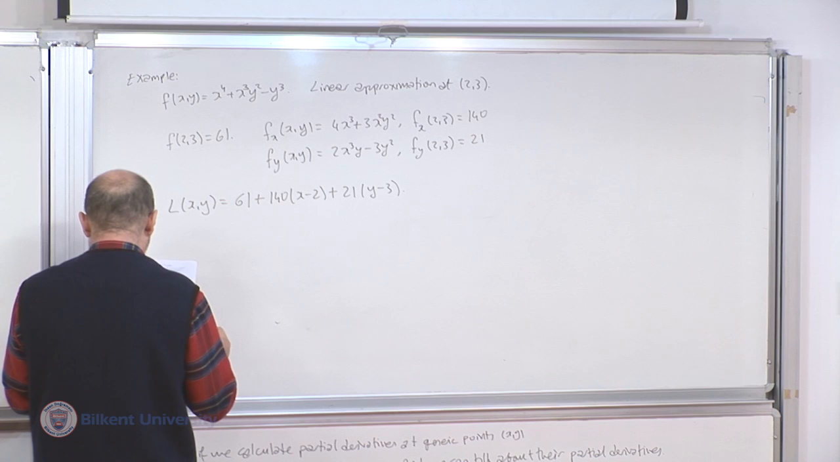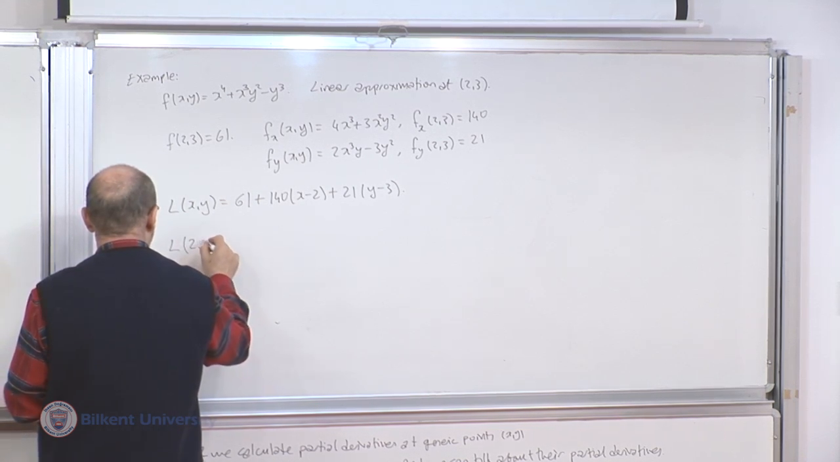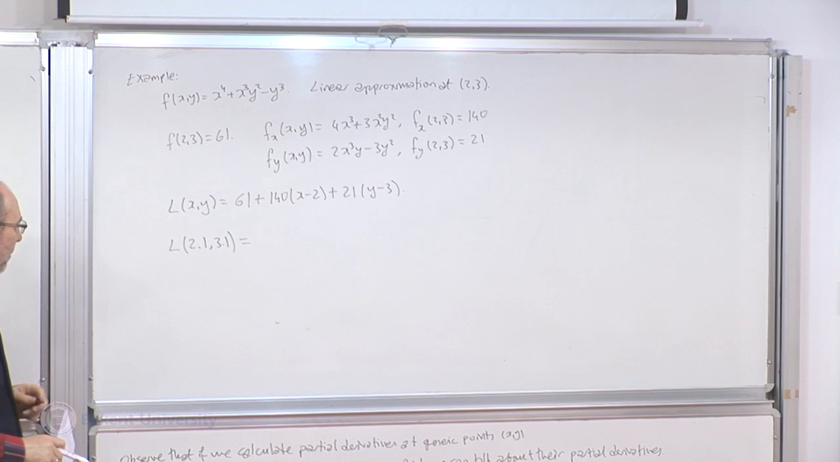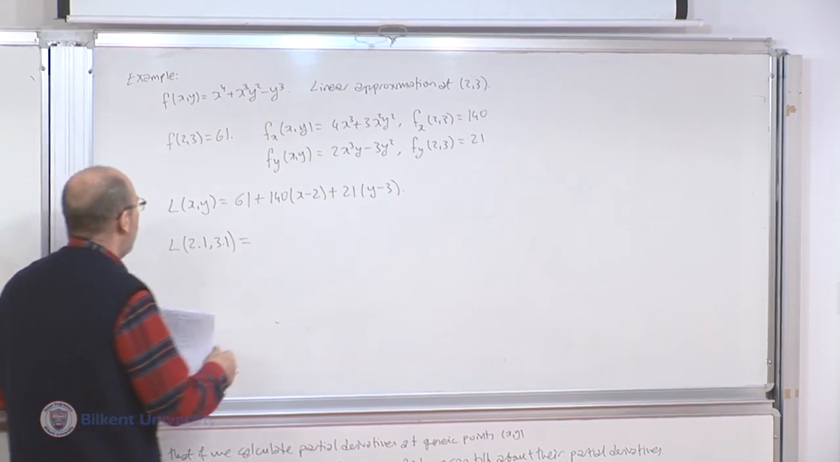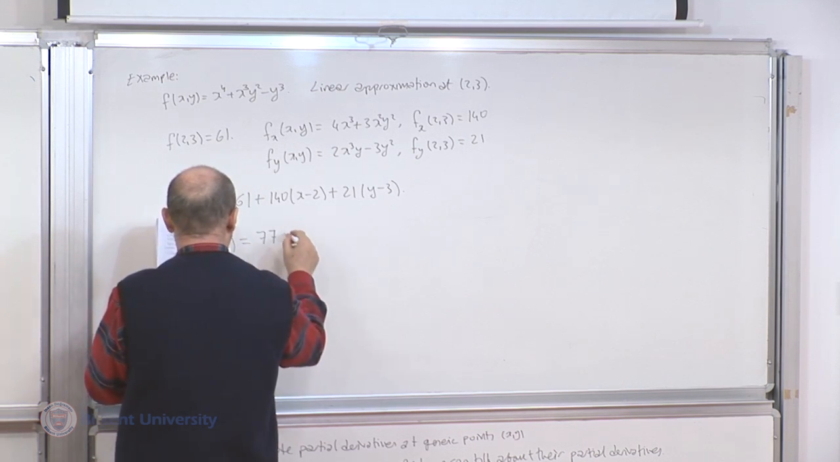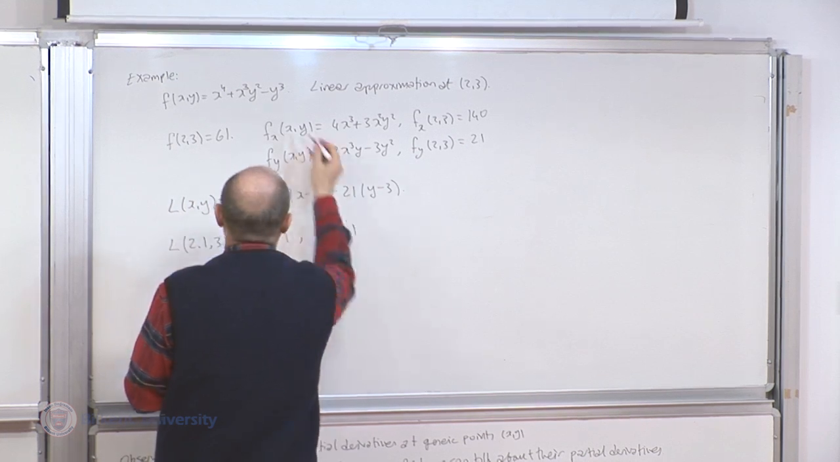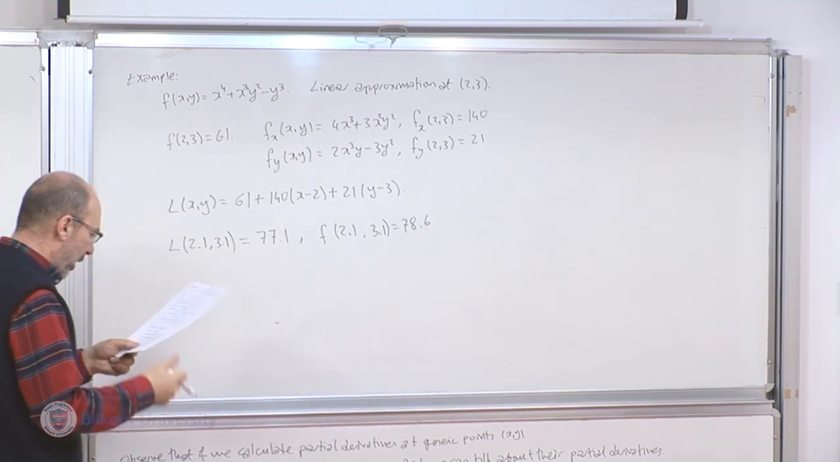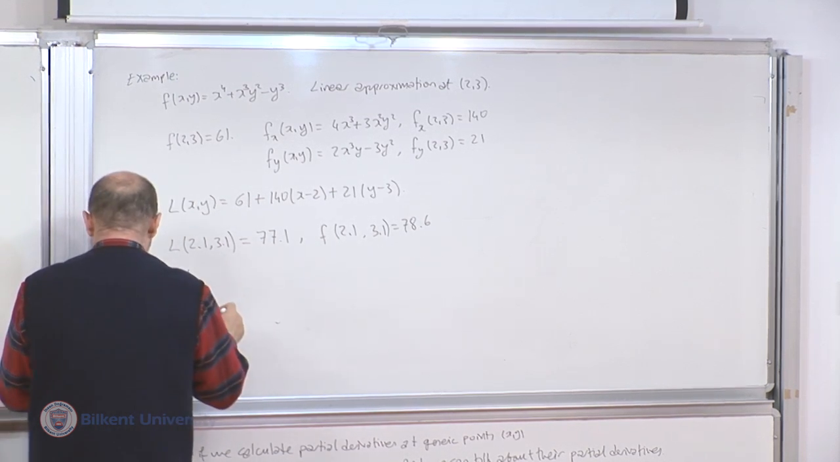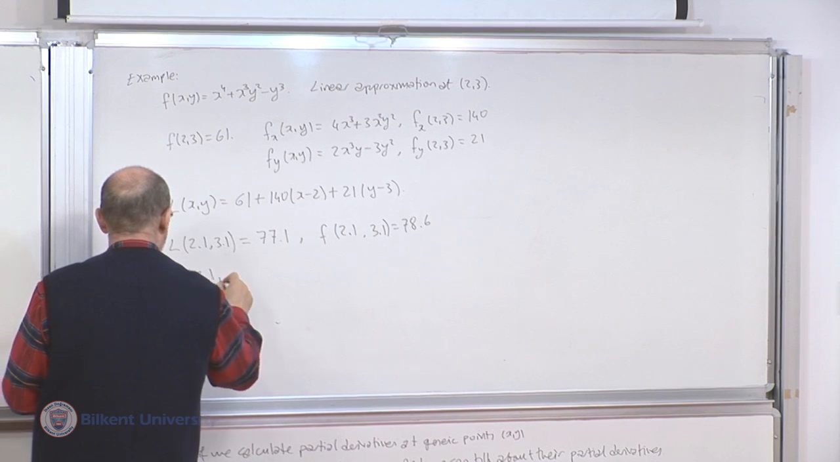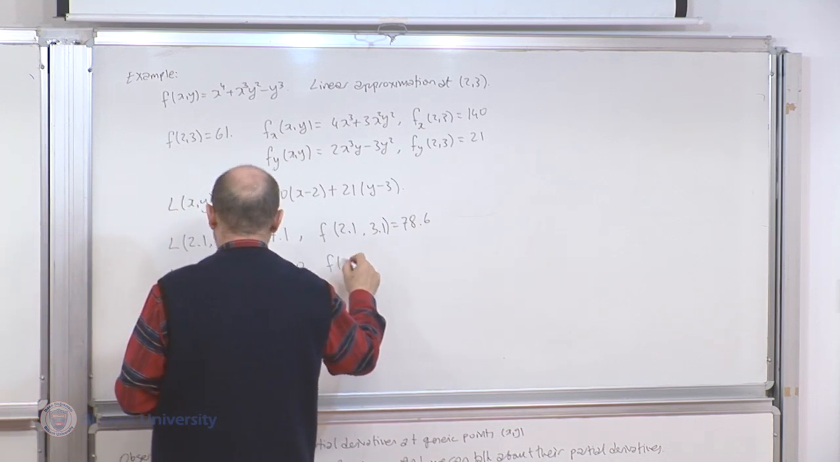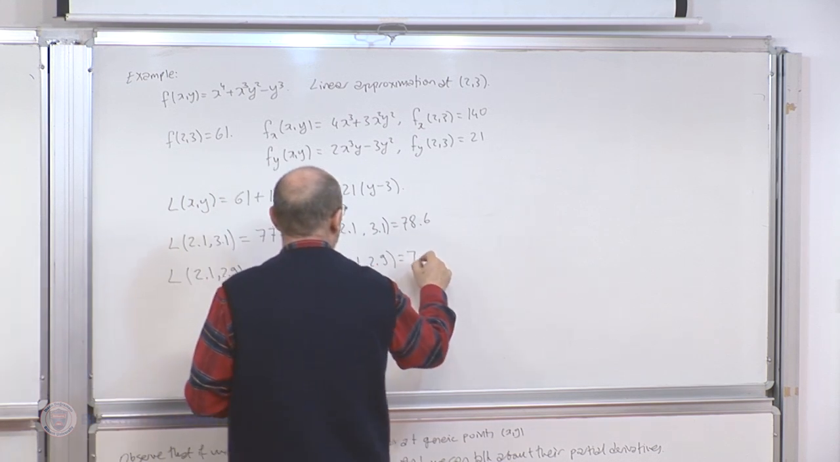So for example, we calculate L(2.1, 3.1). If you are doing this on your computer, and if your computer is using Turkish notation, you must put commas here. So this is calculated to be 77.1. And since we can calculate the function as a polynomial, I'll do that. This is 78.6. Not bad. But you see, this becomes impressive when we have things like L(2.9, 2.9), this is equal to 72.90. If I do f(2.9, 2.9), this is 72.94.